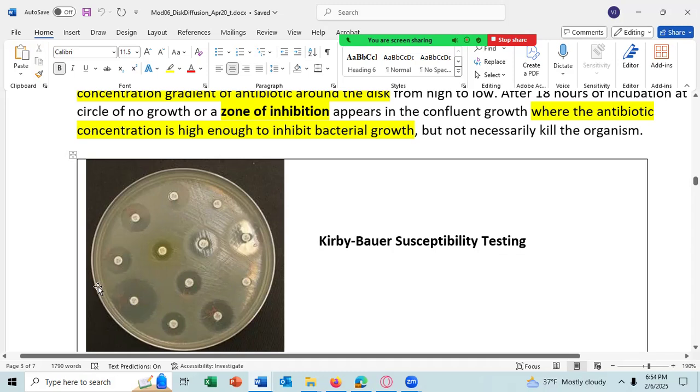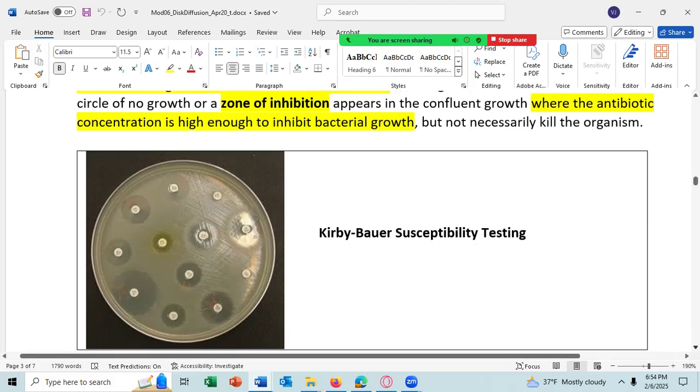However, we can't tell yet. We can only assume that the bacteria has been inhibited by this antibiotic. You can't specifically state whether it's sensitive or resistant to it until you measure the size of the zone of inhibition and compare that to the NCCLS table, and that stands for National Committee for something classification.